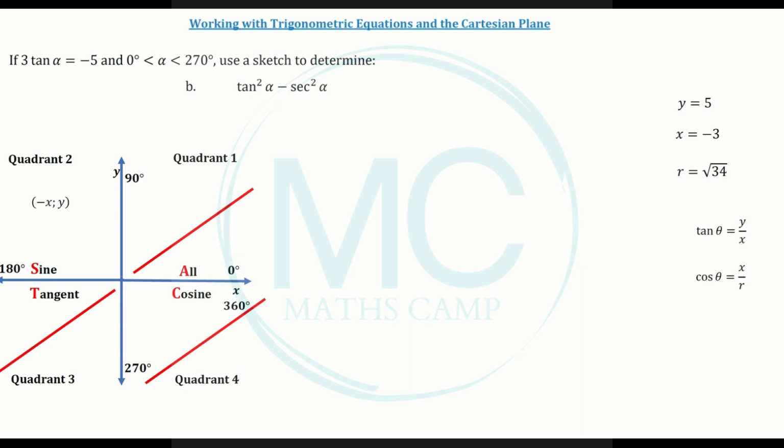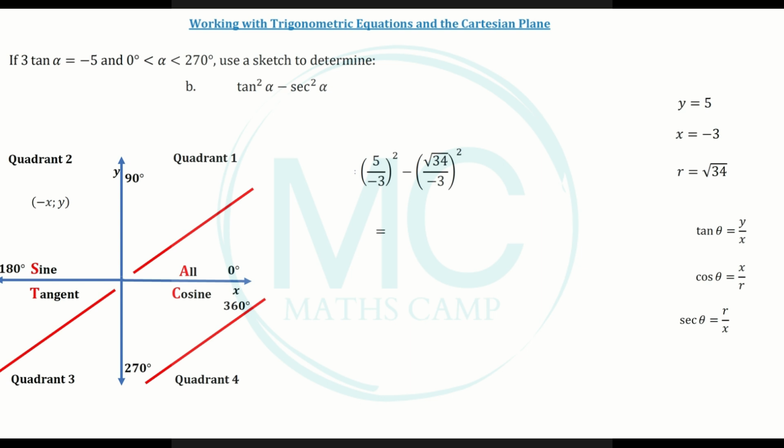Now we can move on to part B, tan squared alpha minus sec squared alpha. We've already found that tan theta is equal to 5/-3. We are looking at tan squared alpha, so let's put a bracket around our fraction and square it. Now we're going to subtract sec squared theta. Sec theta is the reciprocal ratio to cos theta. In part A, we have just found that cos alpha is -3/root 34. This tells us that sec alpha must be root 34 over -3. We are looking at sec squared alpha, so let's put a bracket around our fraction and square it.